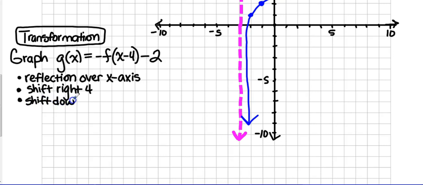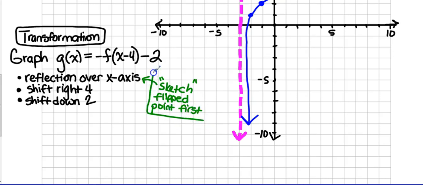So as soon as we see we're dealing with a transformation, get this list. This list helps your brain put a framework on what's about to happen to our original graph. Now to graph this, there's a little bit of strategy to it, right? So first, we're going to sketch the flipped point first, and I'll show you what I mean by that.